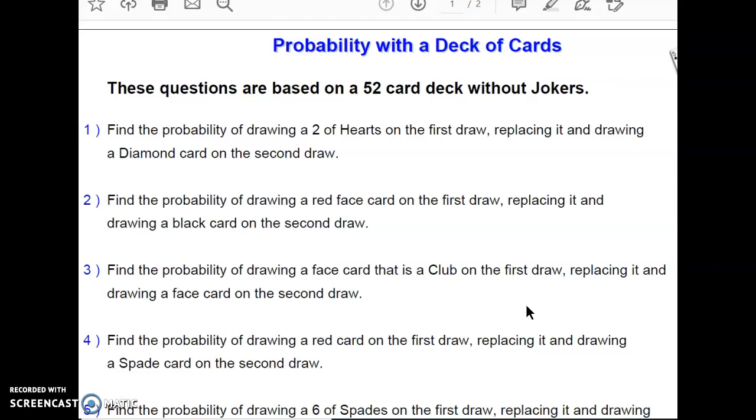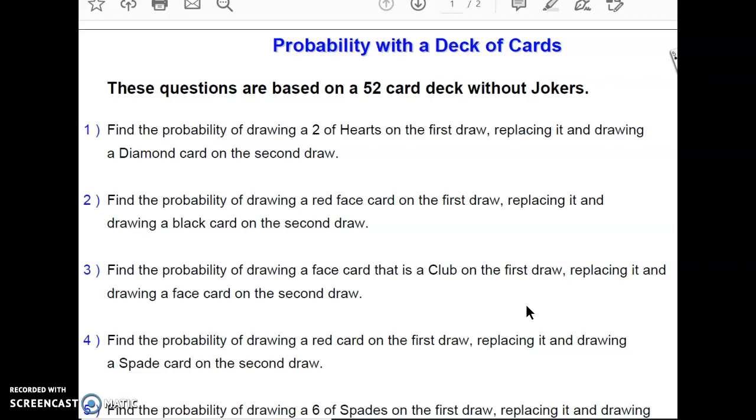And then replacing it, drawing a diamond on the second draw. There are 4 suits, one of them is diamonds, so this would be 1 out of 4. So your answer would be 1 out of 52 times 1 out of 4. When you have independent events, you can actually multiply the two probabilities to get the probability of the compound event. So in this case, you'd have 1 out of 208.